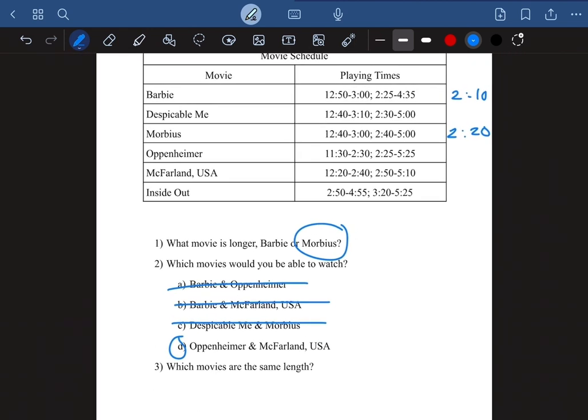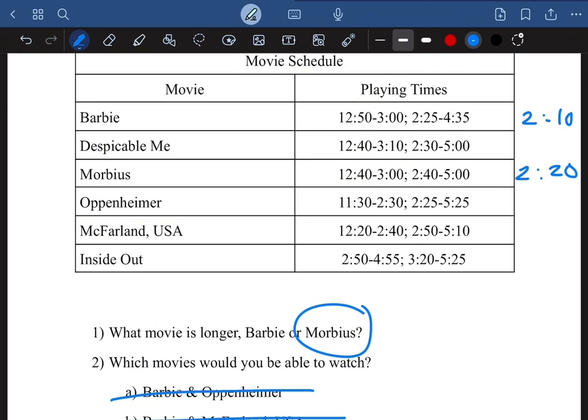Which movies are the same length? So if we look at Despicable Me, the playing times are 12:40 to 3:10. So the movie is 2 hours and 30 minutes long. Oppenheimer, the playing times are 11:30 to 2:30. So the movie length is 3 hours long. McFarland, the playing times are 12:20 to 2:40. So the movie length is 2 hours and 20 minutes long.